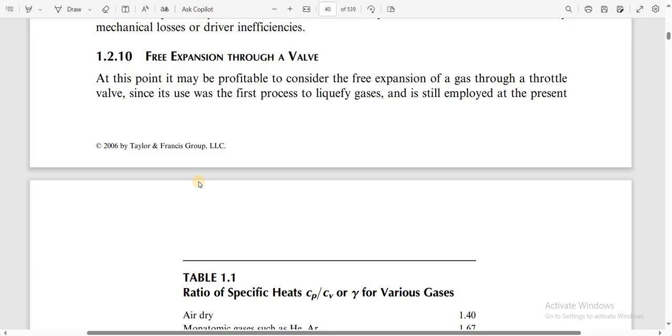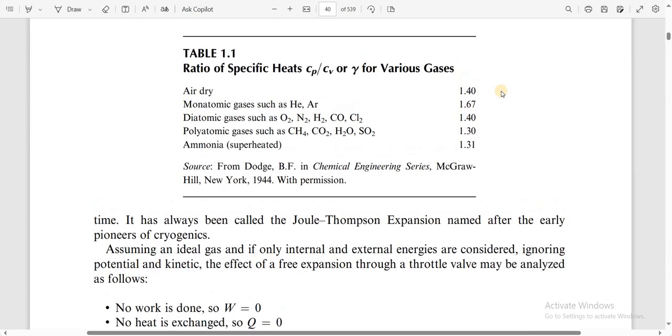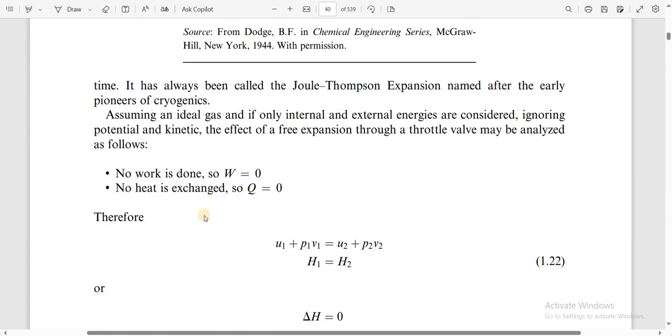Today we'll be learning about free expansion through a valve. At this point, it may be profitable to consider the free expansion of a gas through a throttle valve, since its use was the first process to liquefy gas, and it is still employed at the present time. So it has always been called the Joule-Thomson expansion, named after the early pioneers of cryogenics.